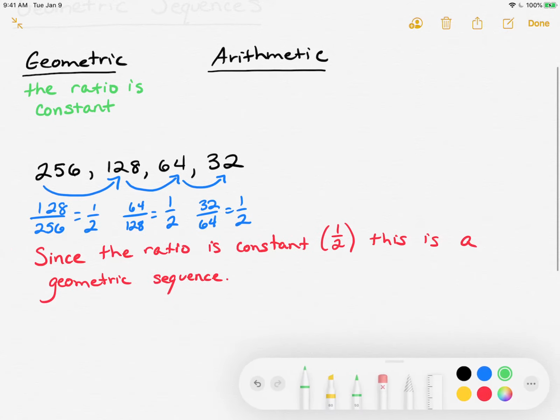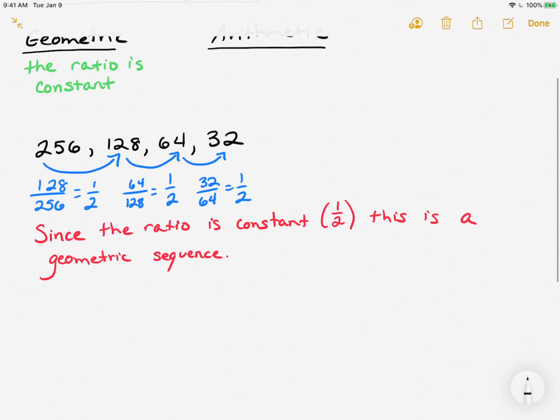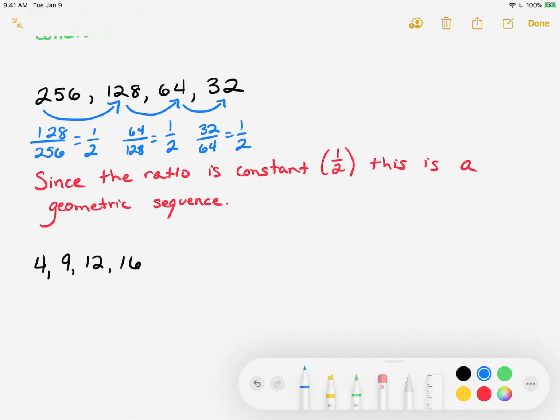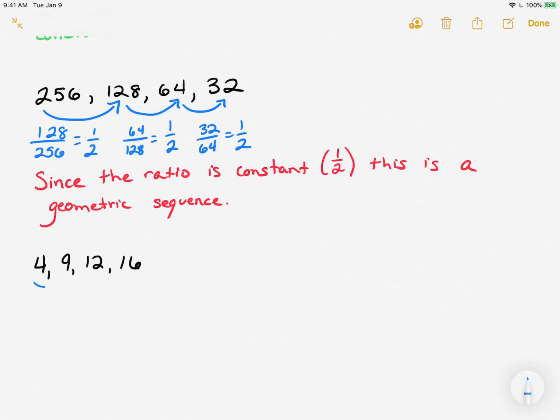Okay, let's try another one. It's not, so Andrew said it doesn't go down by a half. He's right. But just because it's not a half doesn't mean it isn't geometric. Could be a different ratio. So 4 to 9 right there, I do 9 over 4. That's 2 and a fourth, 2.25. Let's see the next one.